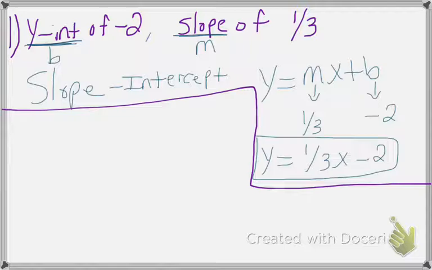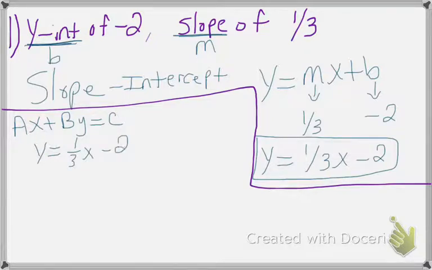Now we need to do the standard form, which would be ax plus by equals c. And remember, a cannot be negative, and it cannot be a fraction or a decimal. So I'm going to bring the equation y equals 1/3 x minus 2, and I need to move the x over here.